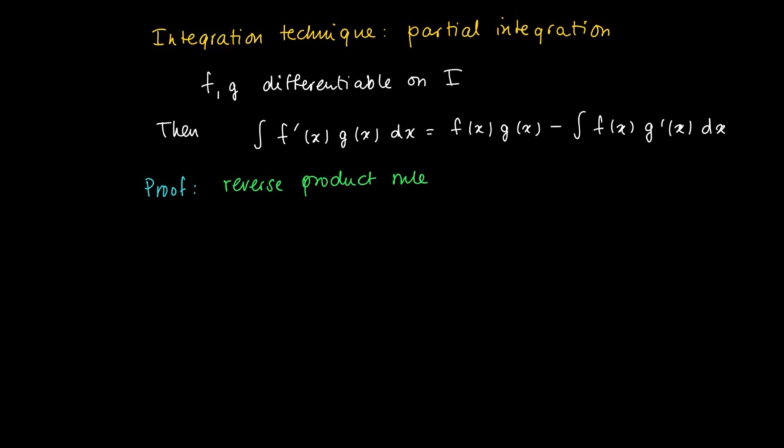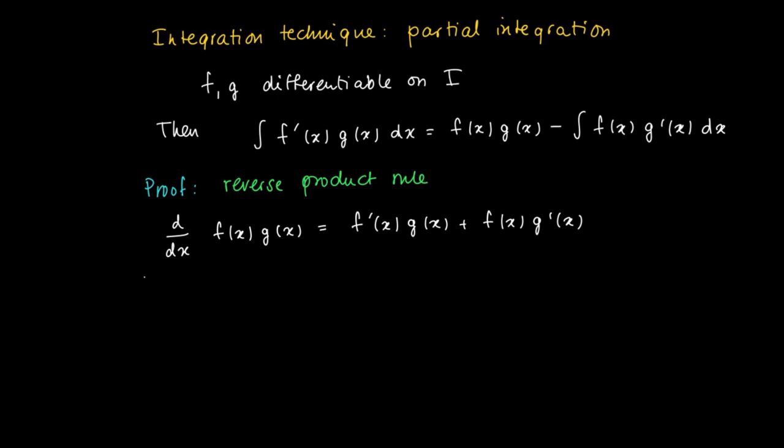Well, this is motivated by the reverse product rule. Later on, we're going to discuss some examples, of course. What does it mean? Well, we can take a derivative of f times g, because we assumed f and g are differentiable. So using the product rule, we get f prime x times g plus f times g prime.